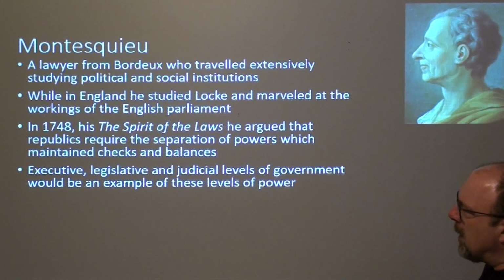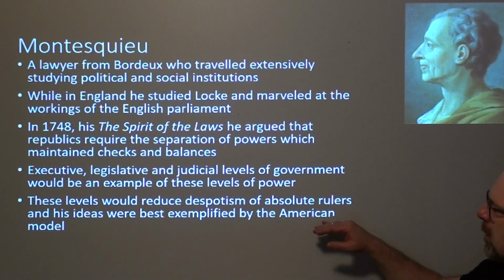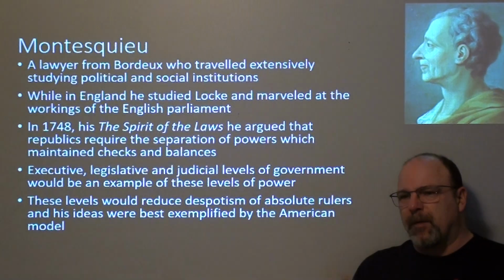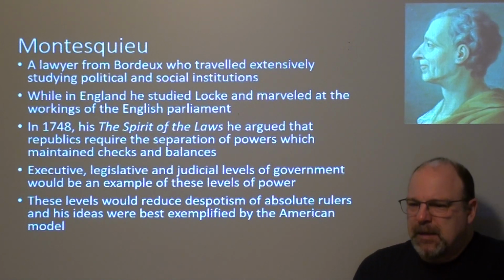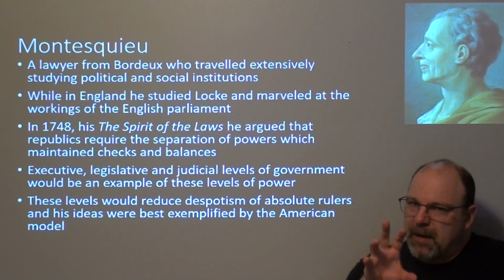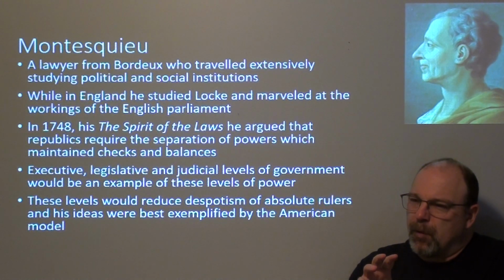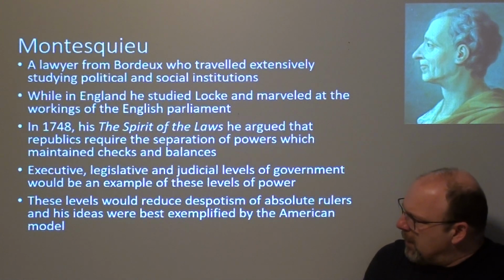Executive, legislative and judicial levels of government would be an example of these levels. And they would reduce despotism of absolute rulers, and his ideas were best exemplified by the American model. So the American revolutionaries would be inspired by the ideas of Locke and Newton and Adam Smith, of course, in terms of how their societies would work in terms of finance, if you will. When we get to Adam Smith, we'll talk about what his ideas were.